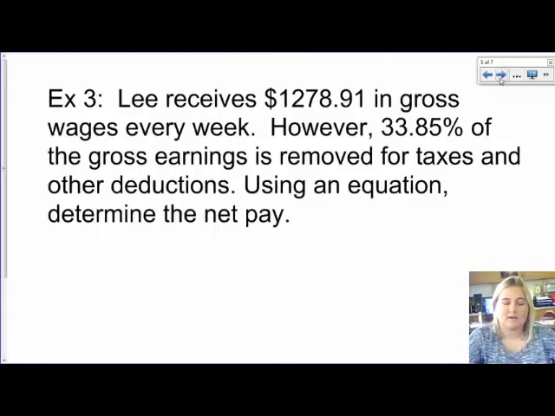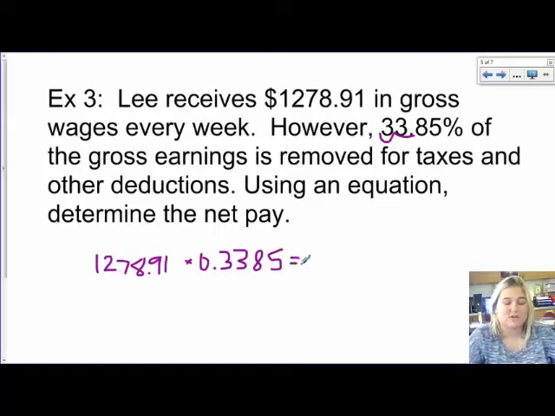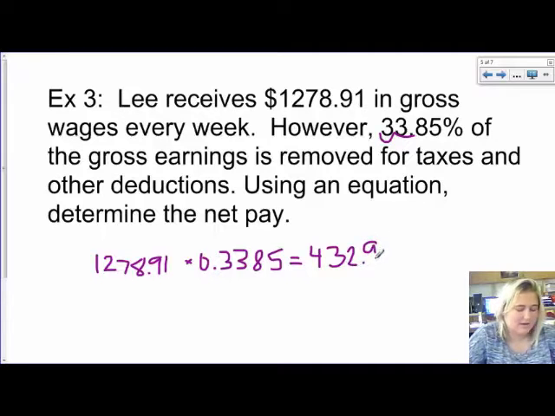So I know that the gross pay is this amount, and this 33.85% is going to come out. So we have that $1,278.91, and I know that the deductions is going to be 33.85% of that. Now, just because there's a decimal here doesn't mean that it's already in decimal form. I still have to move that decimal 2 times. So it's going to be times 0.3385, and that's going to give me my deduction, 432.911035. So I'm going to round that to 2 decimal places because I'm dealing with money, which is going to be 432 and 91 cents.